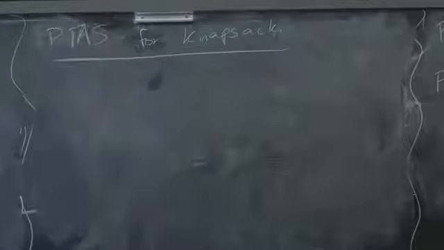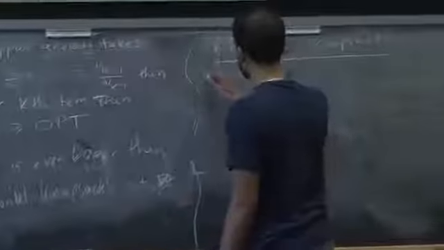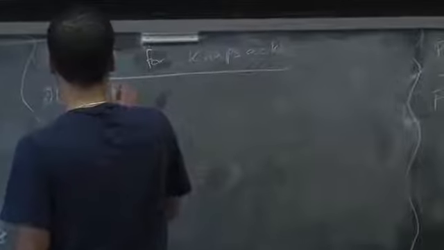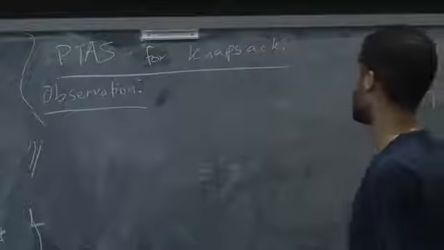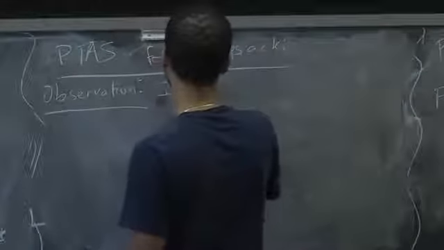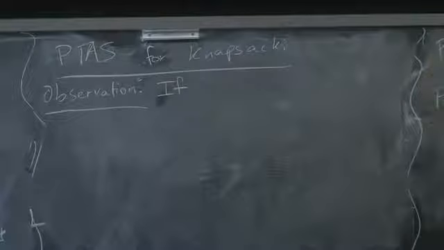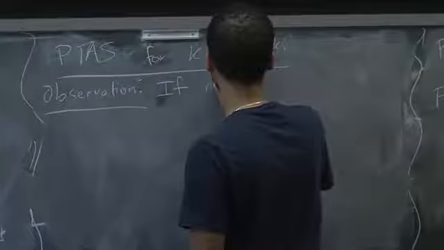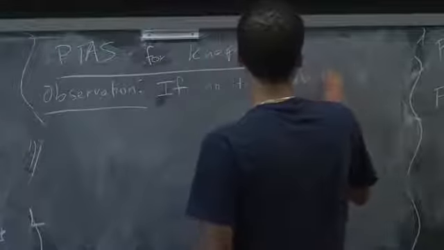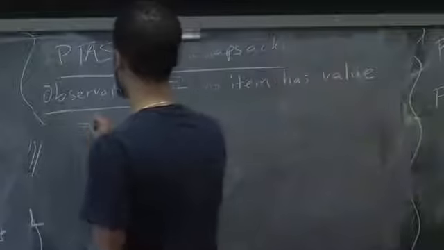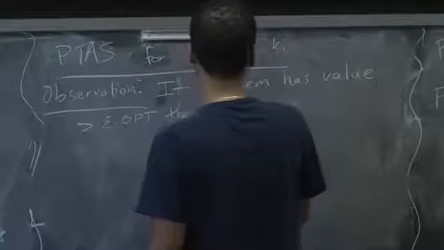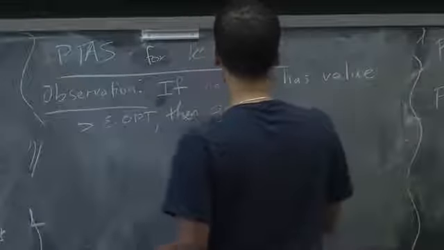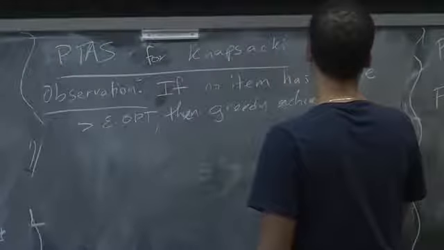And I think the main observation that I want to use for this PTAS is that if no item has value bigger than epsilon times opt, then greedy achieves at least 1 minus epsilon opt.